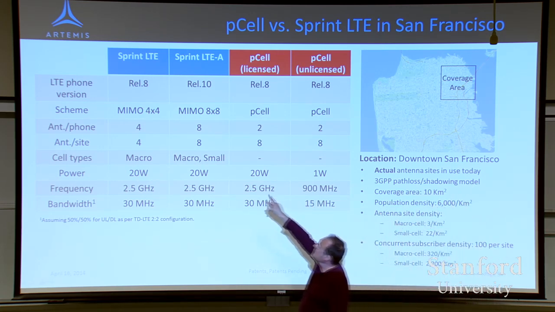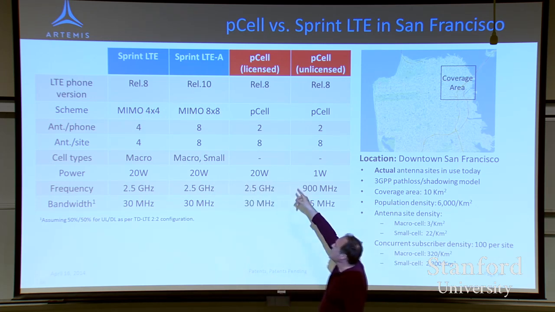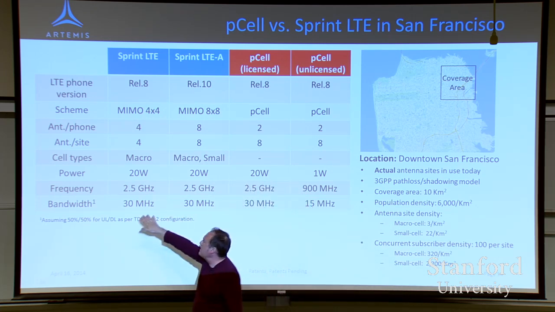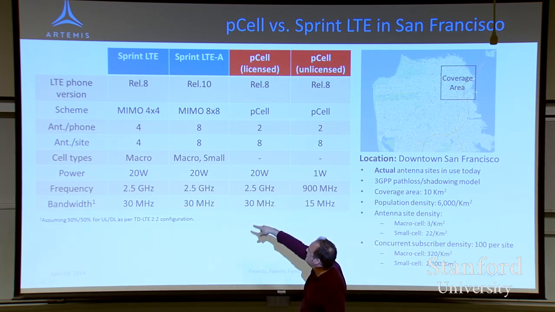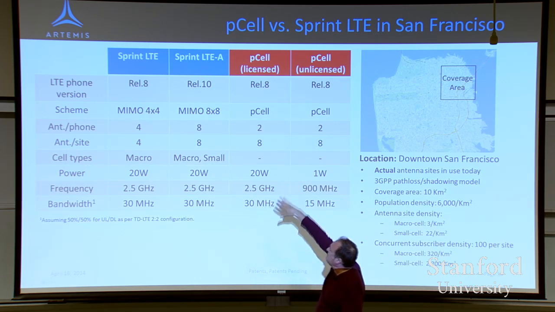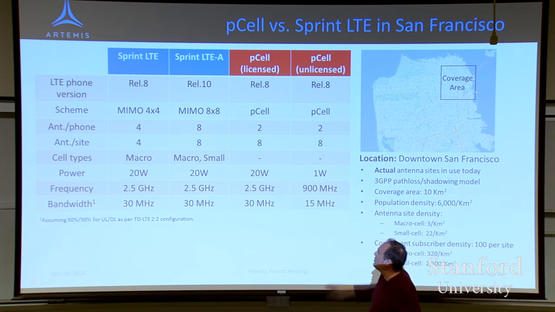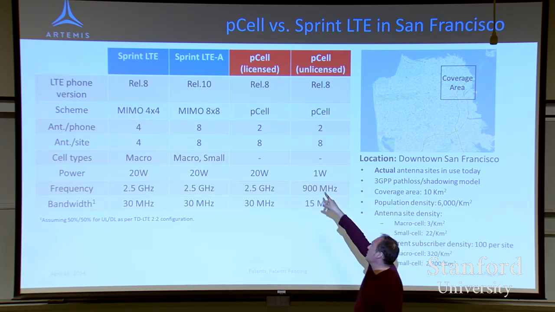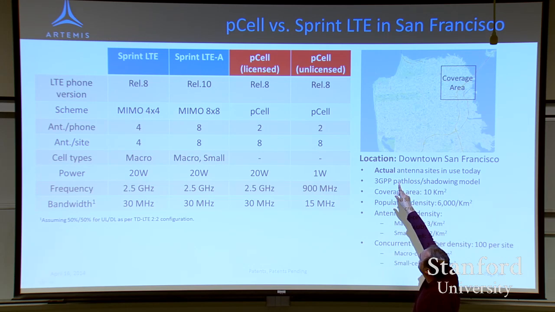Release 8 allows you to go up to MIMO 4x4. Release 10 allows 8x8. So we showed what would happen with 30 megahertz of spectrum at 2.5 gigahertz and 20 watts. Sprint's not using MIMO 4x4. There are no 4 antenna phones that exist today that I know of, and certainly no 8 antenna phones. But we want to still give LTE the benefit of the doubt. For pCell, the model shows a real phone, which is just a 2 antenna phone, the minimum number of antennas the LTE spec allows. And we also want to show a comparison.